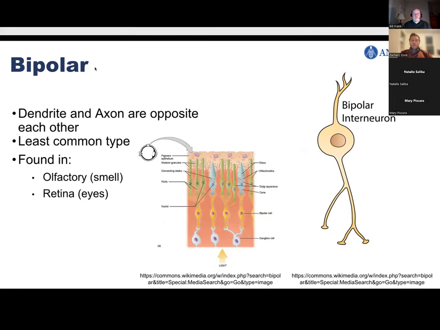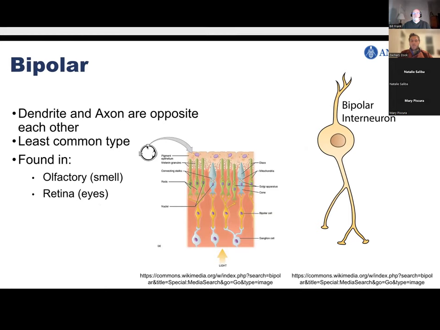The next one we have is called the bipolar, which is again, this structure here, right? So you have your dendrites go straight through the cell body and then to the axon bulbs. And these are the least common type. They're really found in two specific places, in the olfactory, which is your smell, and then in the retina, which is also in your eyes.